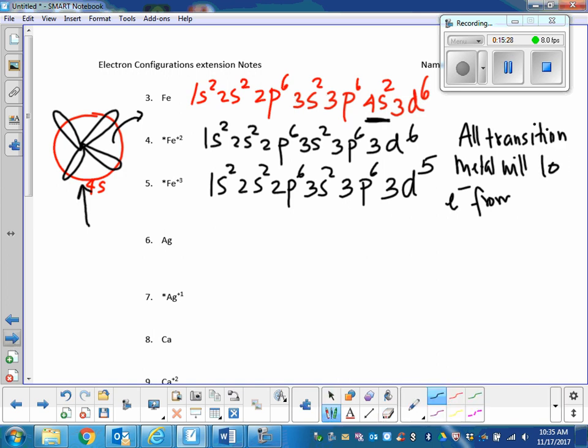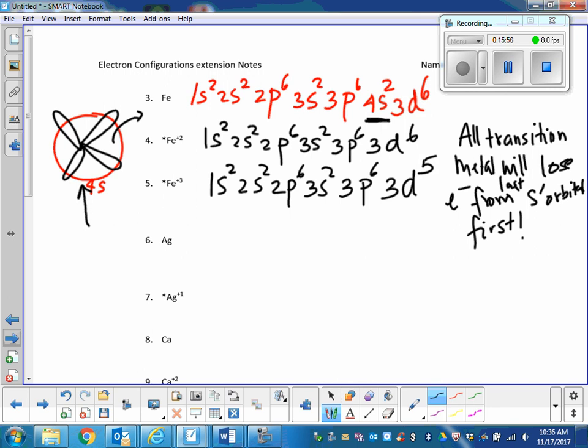Transition metals will lose electrons from the s orbital first, and then if there is a need, they'll lose them from d. Are we good? Sort of. You always look from the last s orbital. Let's write last s orbital, because that's the outermost.